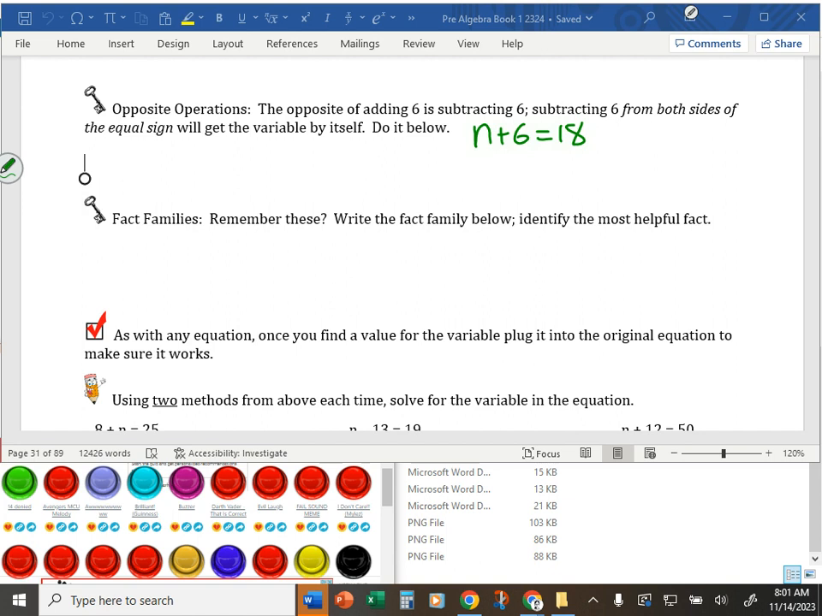So I just do 18 minus 6. Yeah, and why do you do that? Why? Because it's the correct way to do it.